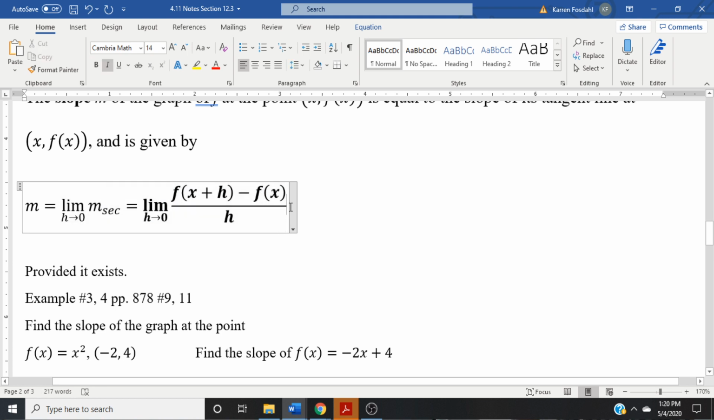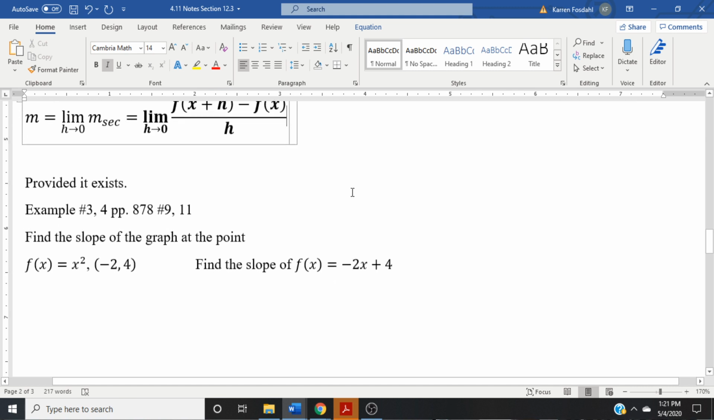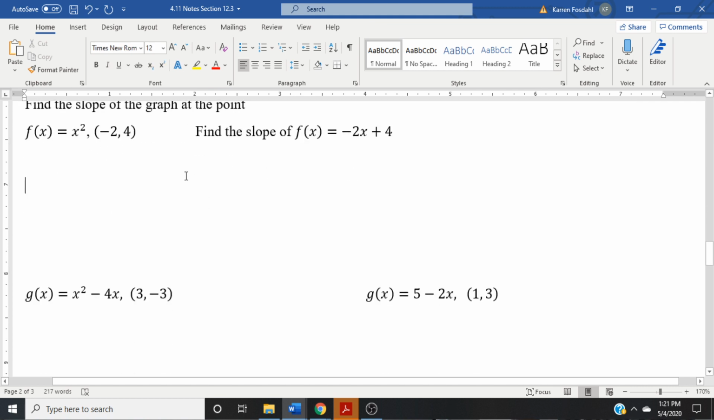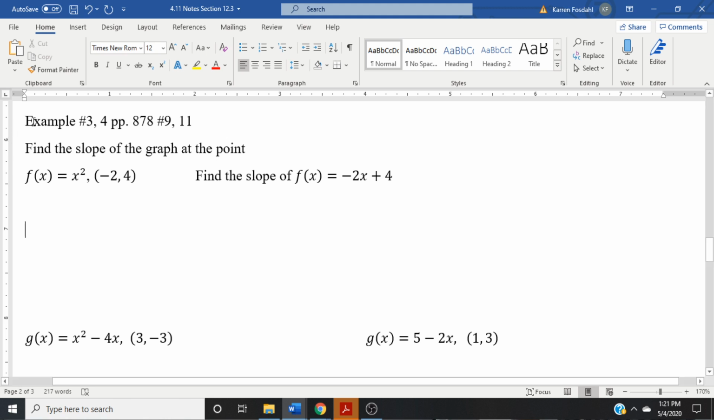So if you're like, what should I study this summer? I would go chapter 12. Review chapter 12, review some sine and cosine. Get that stuff stuck in your head. That'll be helpful. Okay. So we're going to do example 3 and 4 and numbers 11 and 9.